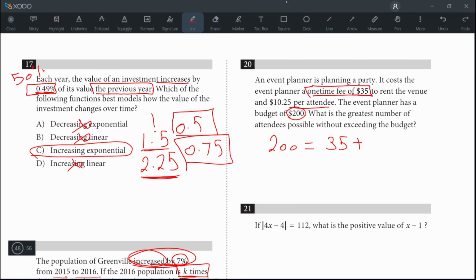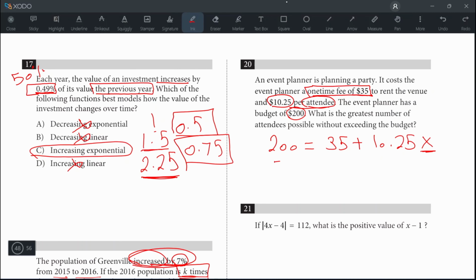And then he will have to pay $10.25 for every attendee. So we will have 10.25 multiplied by the number of attendees, which is X. Here he wants us to find the greatest possible value of X. What we're going to do is solve for X.